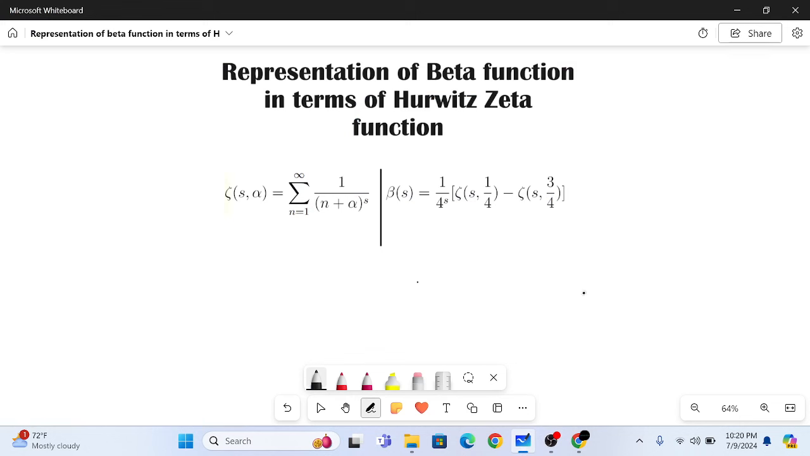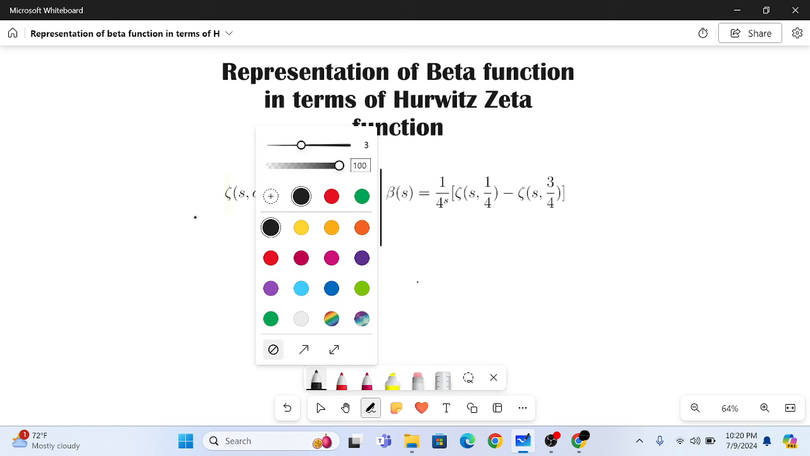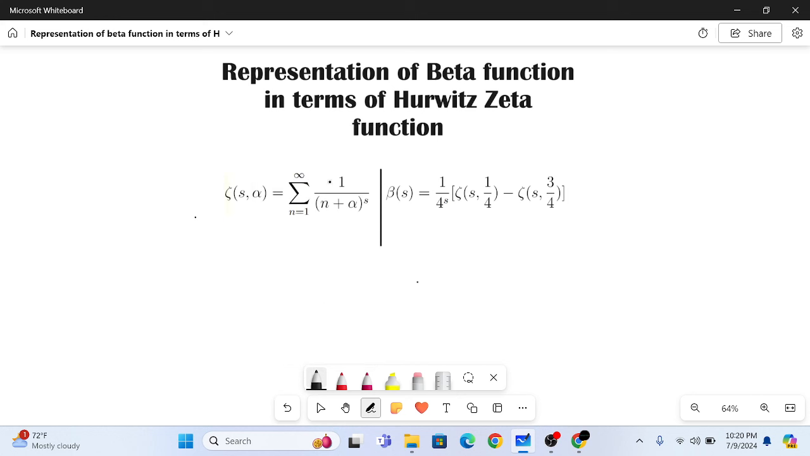Representation of beta function in terms of Hurwitz Zeta function. Okay, so I have been doing quite a lot of videos about the beta function recently, and if you are not introduced to it, let me just do it now.